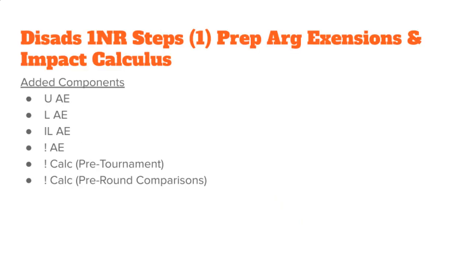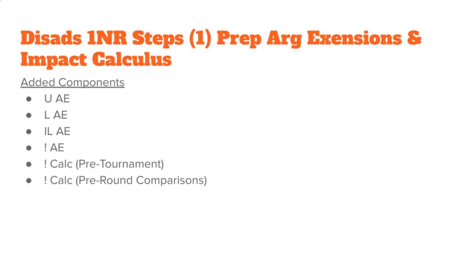Cool. So let's go pretty quick. First of all, what you have prepped prior, and so you've written out a uniqueness argument extension, a link argument extension, an internal link argument extension, an impact argument extension. Now, one card might have both uniqueness and link, or might have both internal link and impact, and so you might have two extensions there for one card. Totally okay. And so those have all been prepped before.